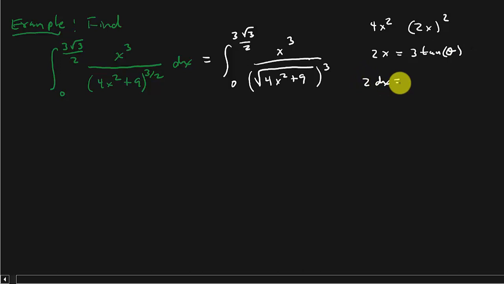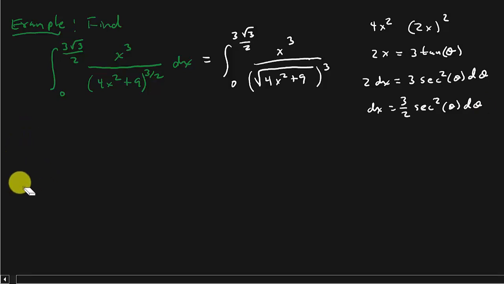tangent theta. So I get 2 dx is equal to 3 secant squared theta d theta. So dx is 3 halves, right? 3 halves secant squared theta d theta. You see that? So now let's plug everything in. So this is going to give me, and I'm going to leave a little more room here.